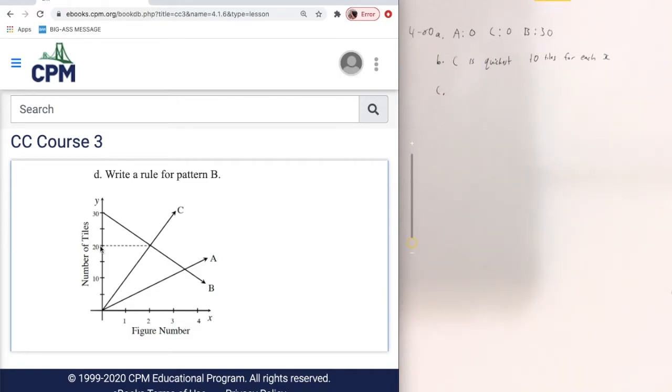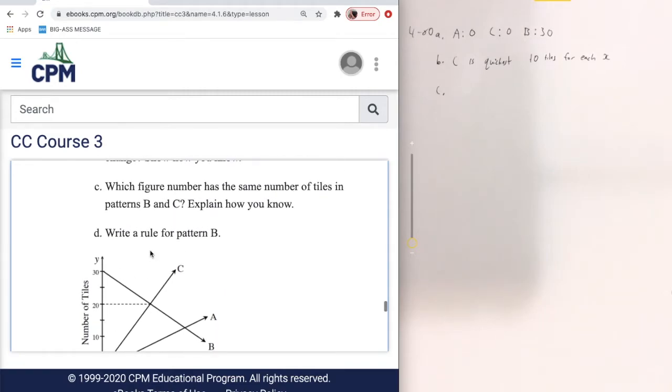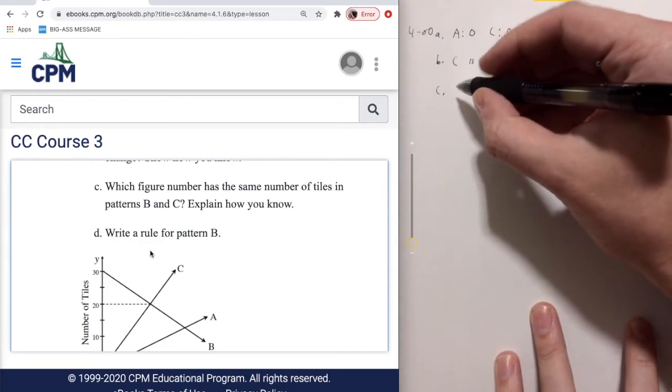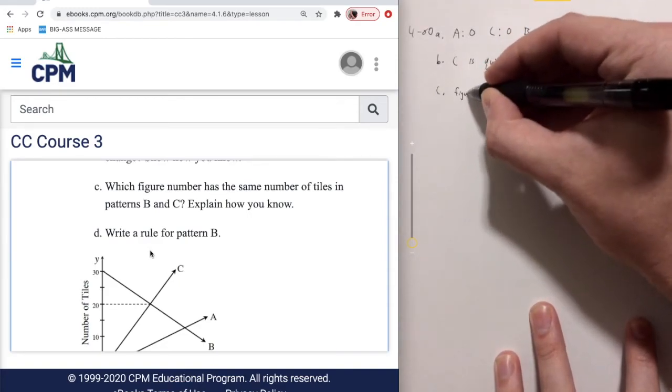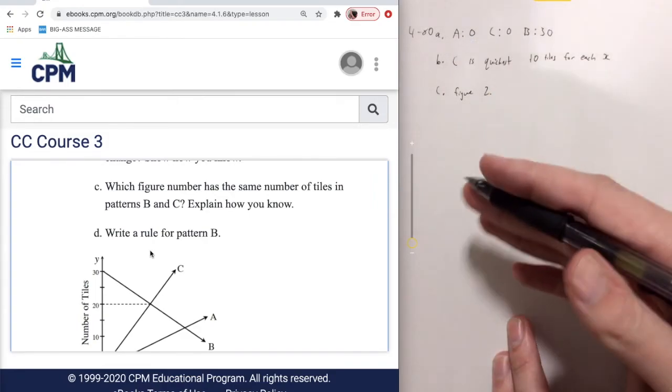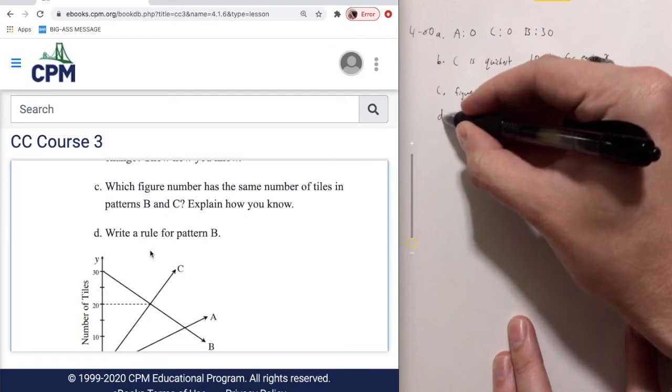So if we look here, there's a little dotted line to help us find it. Both B and C cross right here. And so because they cross paths like that, we know that they have the same value at that point, which is 20. So we know B and C both have 20 tiles at the same time. And if we go down here, it looks like that is going to be figure number 2, where B has 20 tiles and C also has 20 tiles. So the answer is figure 2. Of course, you'll have to write a little bit of an explanation for that one.